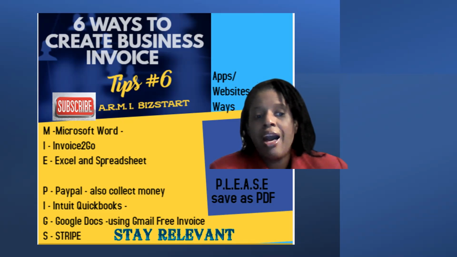This one is My Pigs. So M for Word, Microsoft Word, I for Invoice, E for Excel, P for PayPal, I for Intuit QuickBooks, G for Google Docs, and S for Stripe.